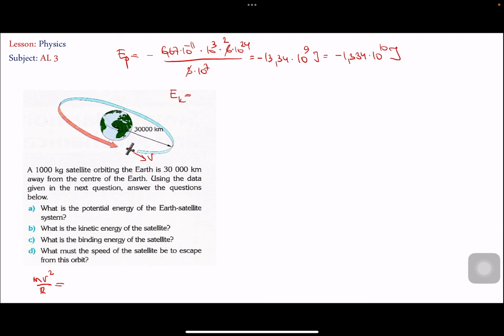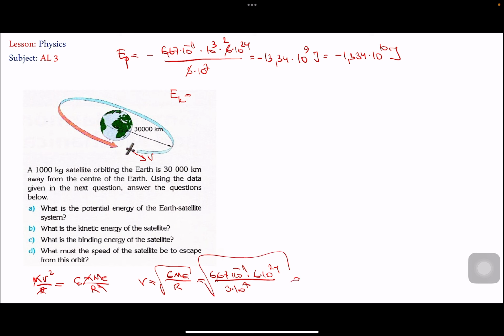So my mv squared over r, which gives me the centripetal force, will be equal to the universal gravitational force, G M m over r squared. I simplify the masses and one of the radii. So my speed will be equal to the square root of G times the mass of Earth over the radius, which is already given: 6.67 times 10 to the power of minus 11 multiplied by 6 times 10 to the power of 24, over 3 times 10 to the power of 7. I will have all of this in the root.